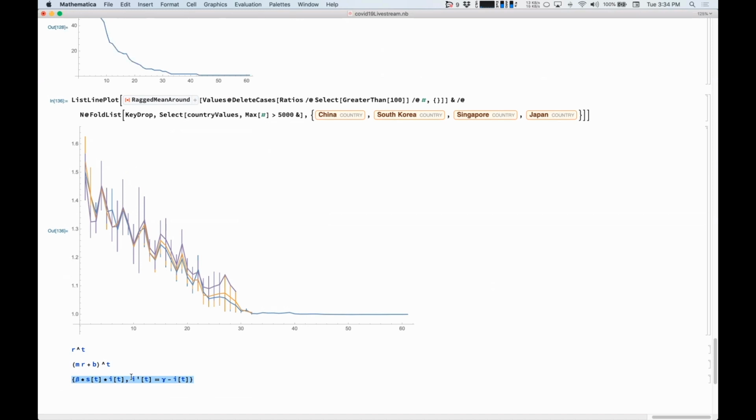I prime of t is beta times... Oh no, I see. No, I'm completely wrong. I prime is proportional to beta times I of t. That's why it's an exponential. Sorry, I was just confused.